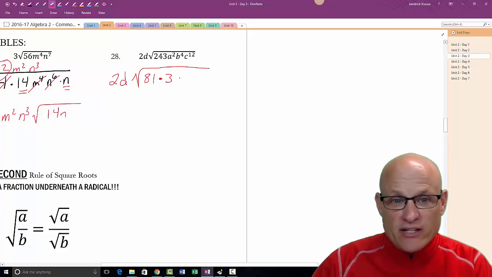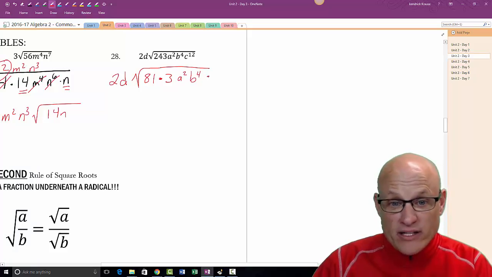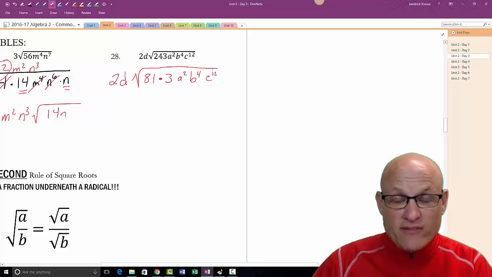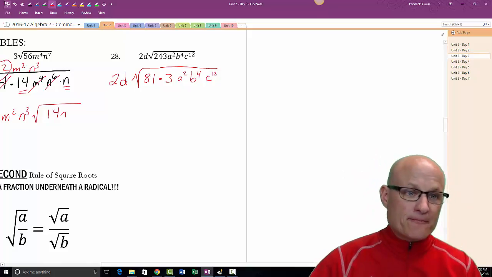A squared is already even. We'll leave it a squared. B to the 4th is already even. We'll leave it b to the 4th. C to the 12th, already even. We'll leave it c to the 12th. As long as it's even, we're okay for square roots, not for cube roots. We'll talk about those later.